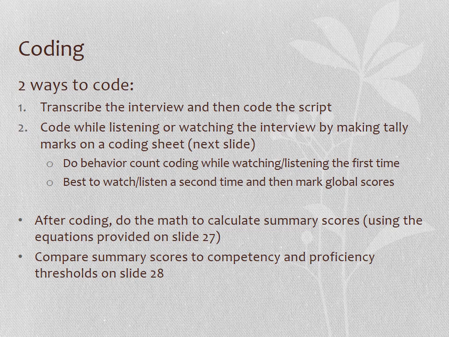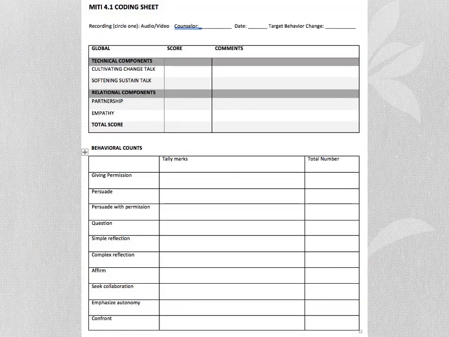Now, after you watch the video, count up the behavioral counts, and give those global score ratings, then the next step is to do some summary calculations. And so I provided these summary calculations on the next slide, and then you can compare the results of those calculations to what's considered proficiency by the MITI coding folks who developed this system.